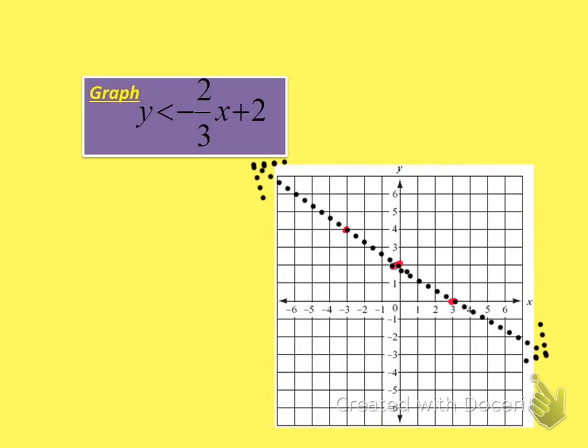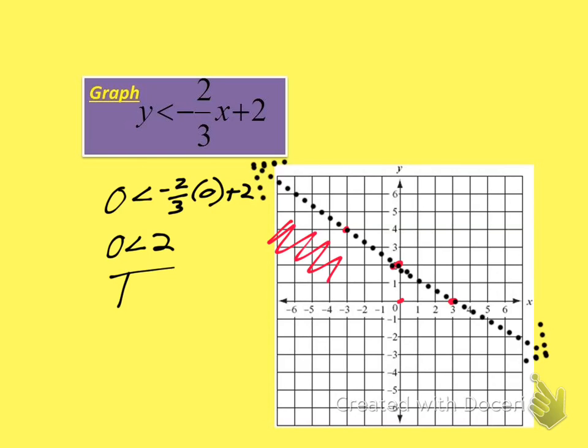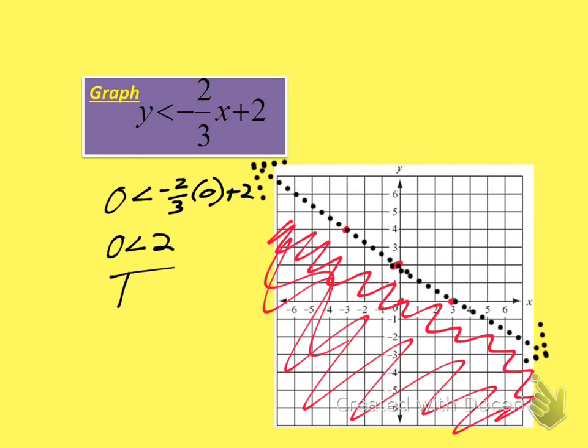So you plug in 0 for y. You plug in 0 for x. Which gives you 0 is less than 2, which is true. So you shade everything to the bottom. You shade the side that 0, 0 is on, which is down here.